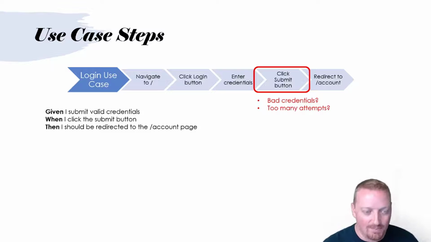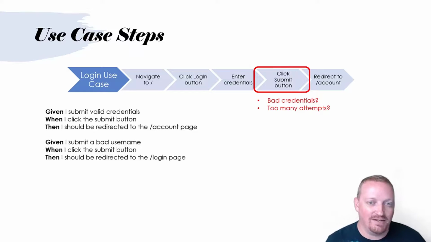What if they have too many attempts? Well, then you might write an acceptance criteria that looks like this. Given I submit a bad username, when I click the submit button, then I should be redirected to the login page. And that should probably sound a little familiar, right? We kind of came up with that when we were talking about the workflow and the different steps that the user would take. This is just a different area where we've identified that branching.